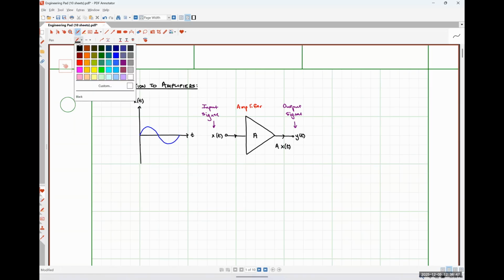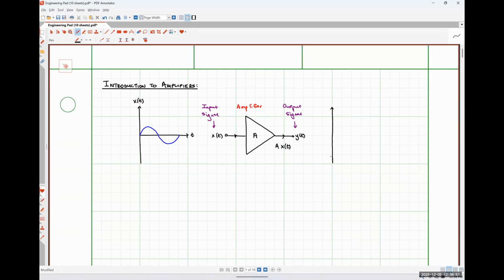And so what we should expect to see for this system is an output signal that looks something like this, right? So here's y of t as a function of time, assuming that our gain is greater than 1. We should see that our output signal is just the exact same thing as our input signal, but larger. Okay, that's the ultimate goal of an amplifier.